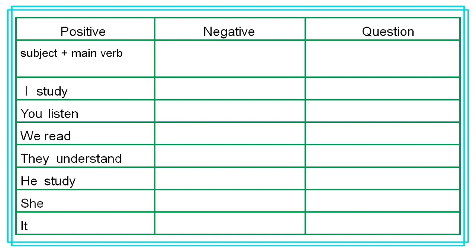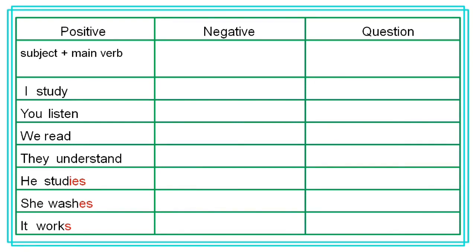He study becomes he studies. She wash becomes she washes. She washes her clothes every Saturday, for example. It work becomes it works. To form the negative and question, we use the auxiliary do or does, except with to be verbs and modal verbs.